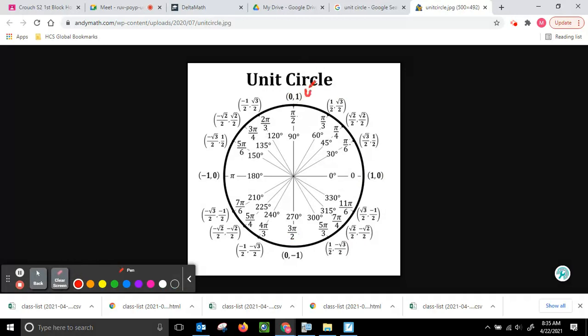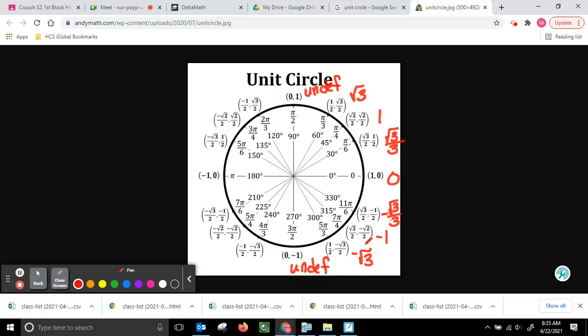1 divided by 0, whenever you divide by 0, you're undefined. Square root of 3 over 2 divided by 1/2 is just the square root of 3. Square root of 2 over 2 divided by the square root of 2 over 2 is 1. 1/2 divided by the square root of 3, when you rationalize, is square root of 3 over 3. 0 divided by 1 is 0. And then these are going to be the same. You just flip them and they'll be negative. So this will be negative square root of 3 over 3, negative 1, negative square root of 3. Of course, this is still undefined.